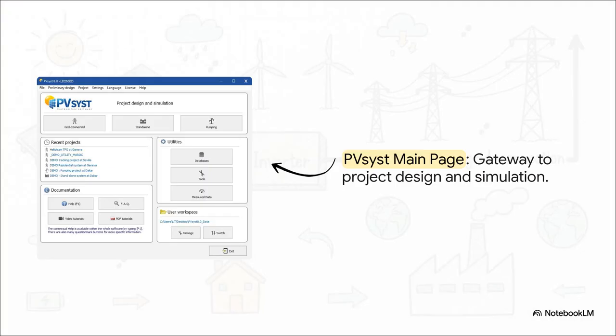Basically, it's the industry's gold standard for proving to stakeholders that your system will do exactly what you claim it will. When you first fire up the software, the main page cleanly divides your workflow into 3 buckets: project design, utilities, and your user workspace. It's specifically built this way to stop you from getting overwhelmed. You have your core design environment on the top left, your databases on the right, and a dedicated workspace folder at the bottom where your custom components and files live safely. It acts as a highly structured gateway, keeping all those complex simulations perfectly organized.